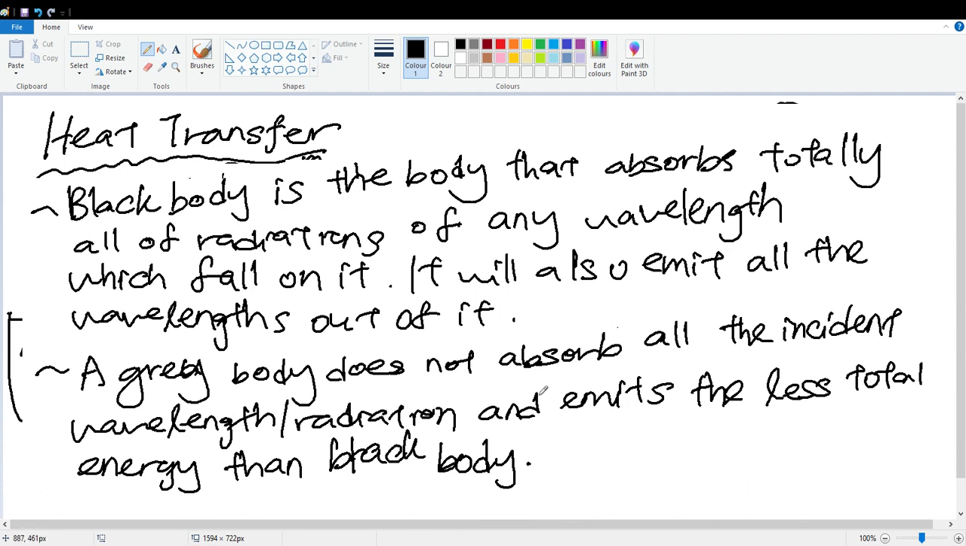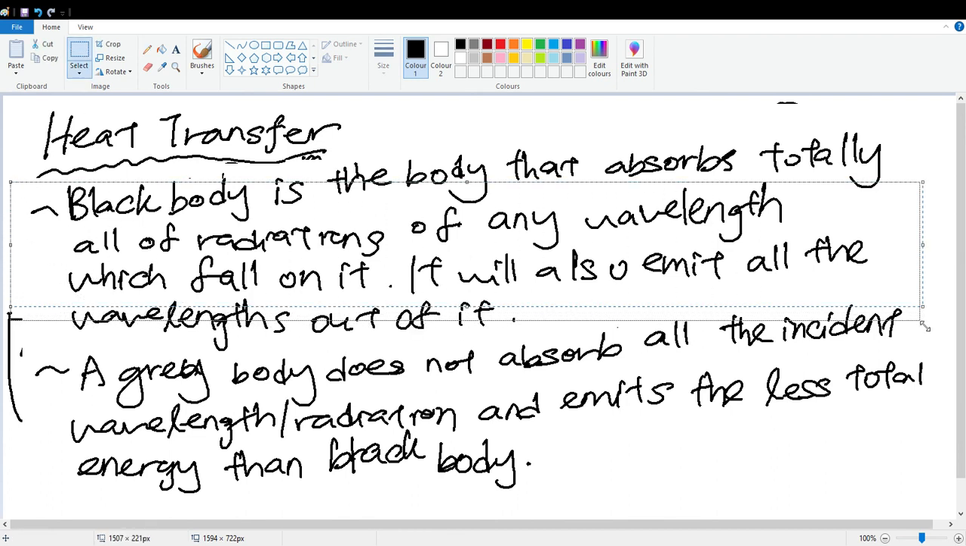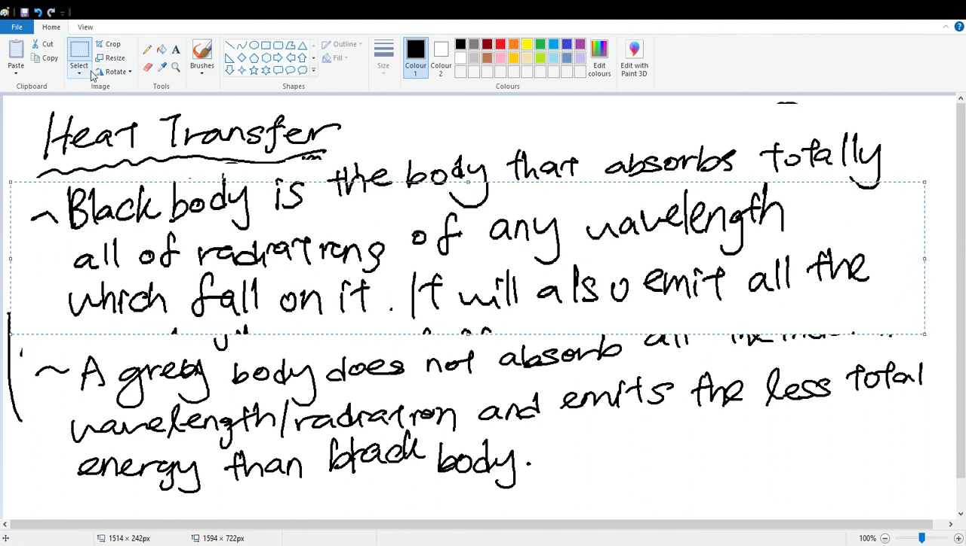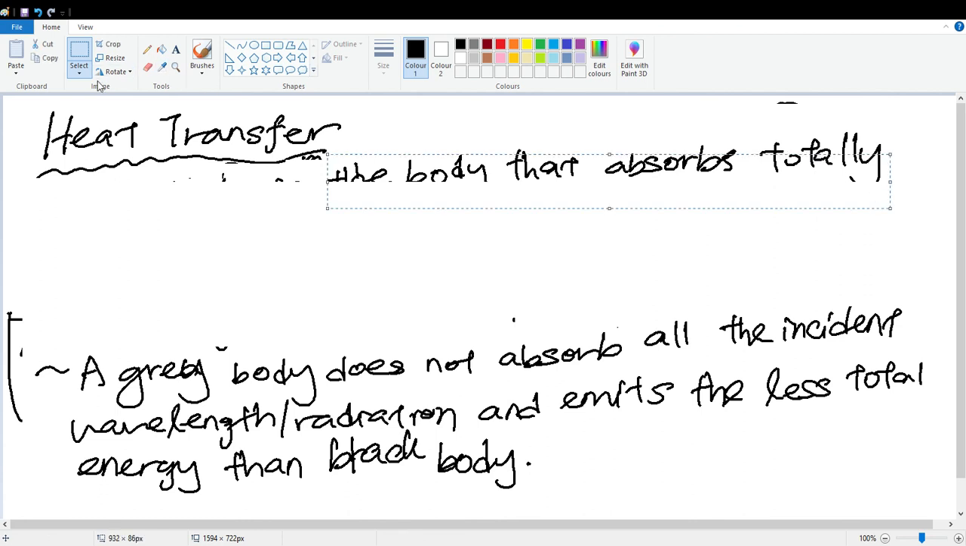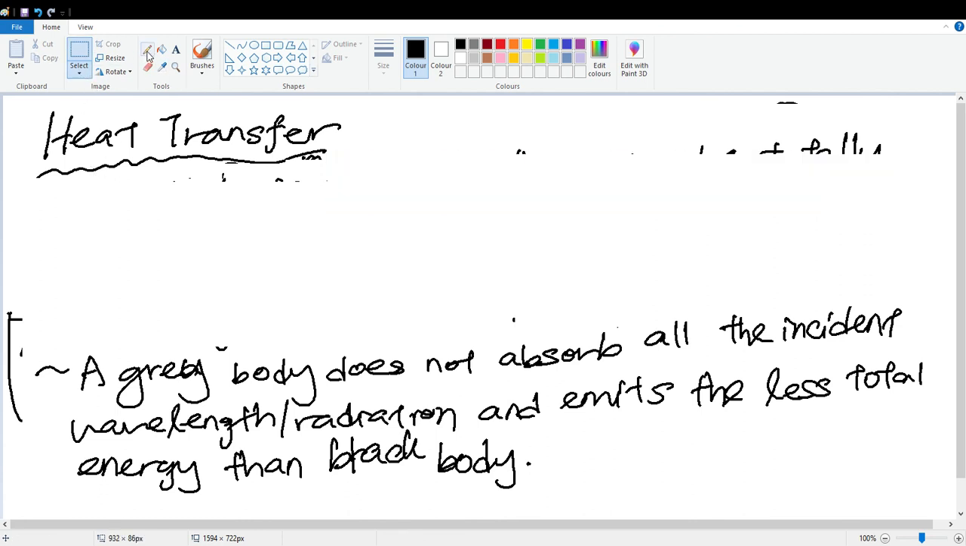So let me give an example here. Let me just erase this one. Okay, let me just erase this one as well. So let's say I have my gray body. This will be my gray body.